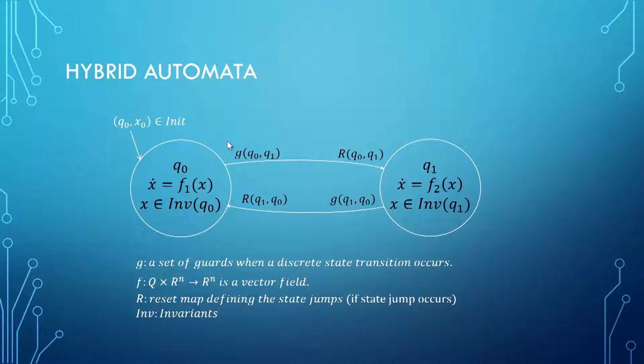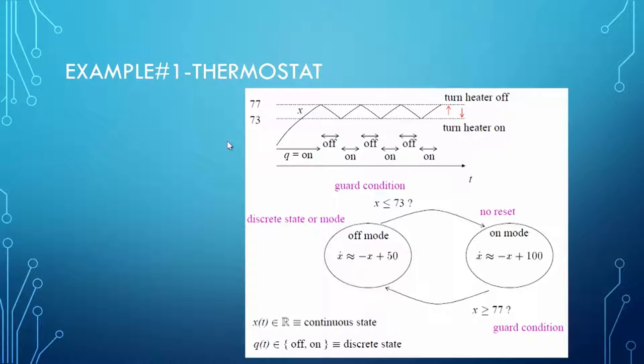So eventually, after this controller for the hybrid system, you can see that the temperature can be controlled between 73 and 77, which is around 75. Okay. And here's the map. You have two guard conditions. If the temperature is below 73, then you will turn on the heater, from off mode to on mode, and if it's too high, you will cut the power.